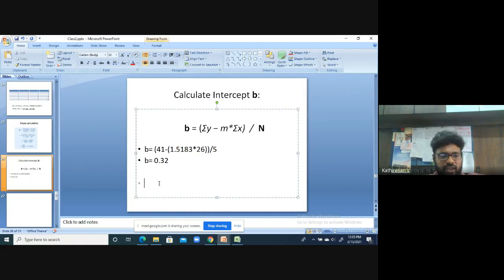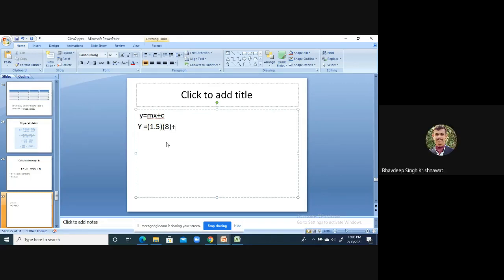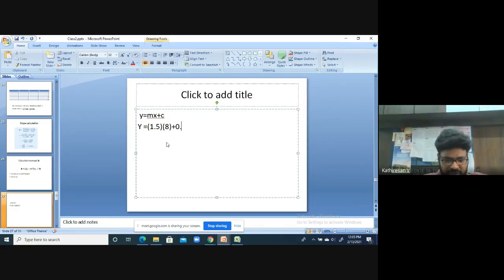So what is your formula? Y equal to mx plus c. Okay, now substitute. Y equal to... So what is the m value? 1.5. Good, 1.5. And what is the x which we need to find? 8. Good, 8. Okay, so what is the c value? 0.32. Yes, sir.